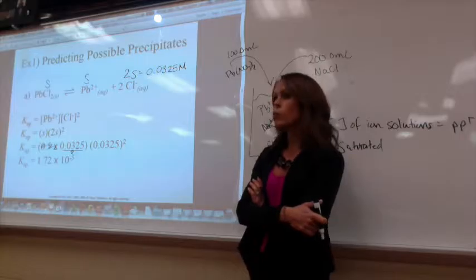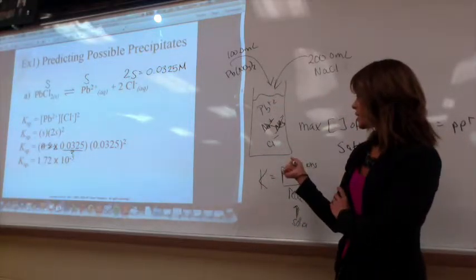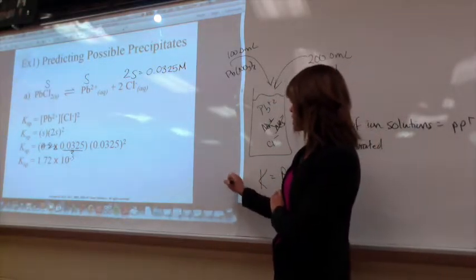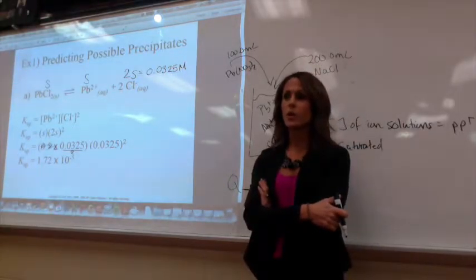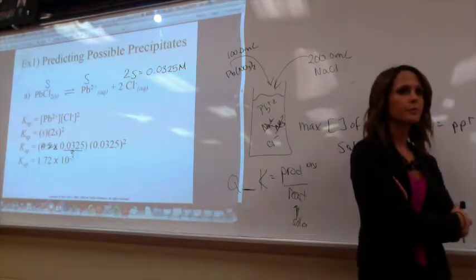All right, so this is what we're going to compare our Q value to. We're going to compare Q to KSP and determine if it's going to be greater than or less than. So now we're going to go to part B. How do we find Q?